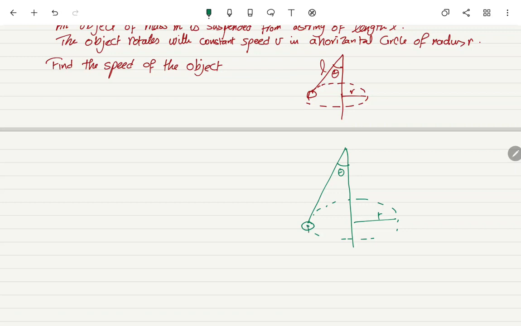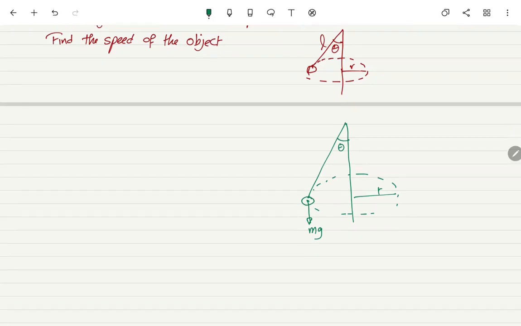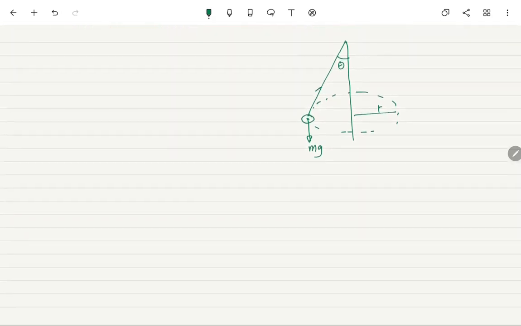We have the weight directed downward, this is mg, and this is the tension, directed this way. Now we need to analyze the tension. So this is theta here, so we will have T cosine theta, and we will have T sine theta. Now to solve this, we need to find the speed.